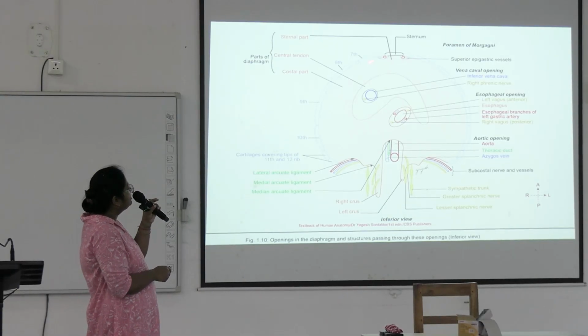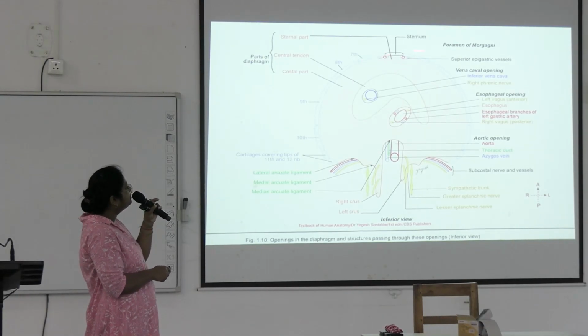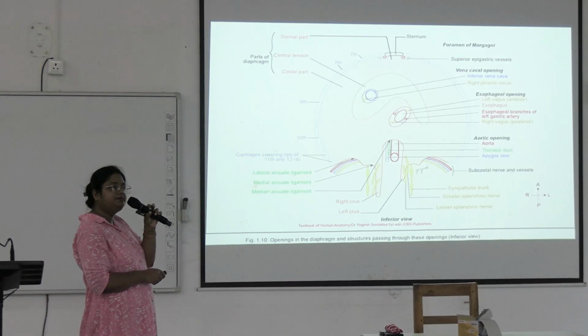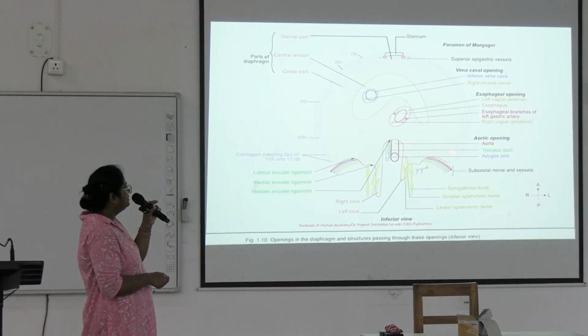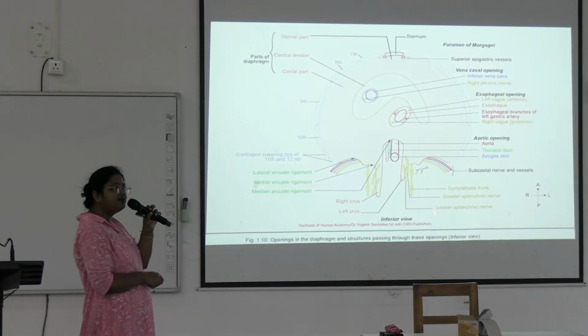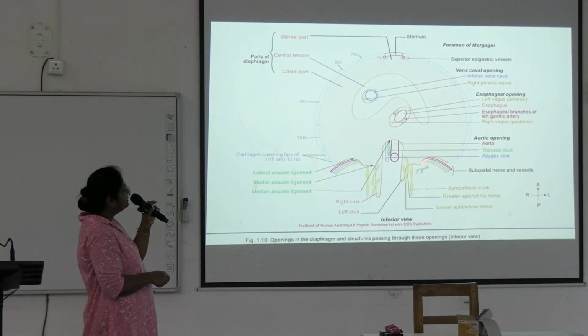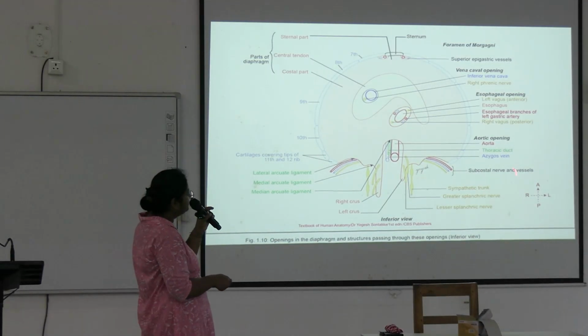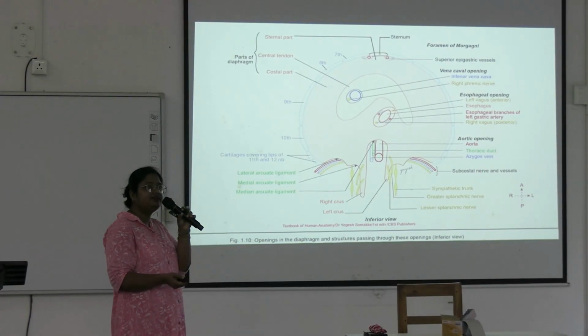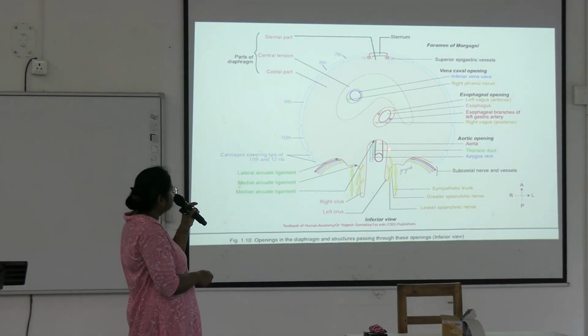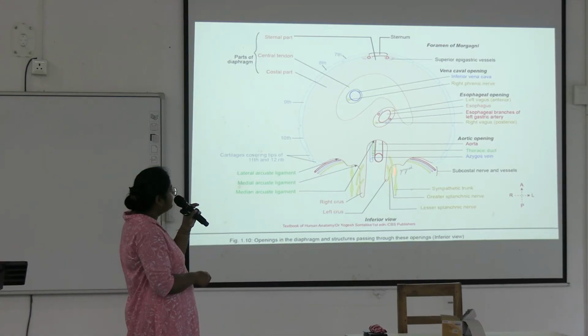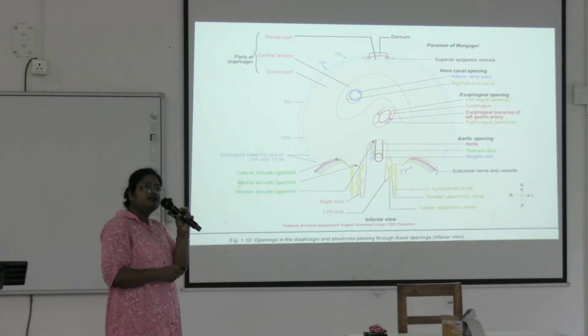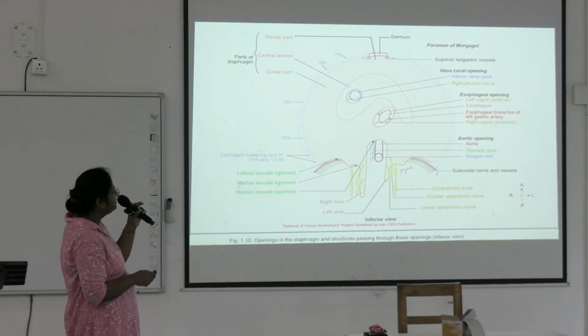And there are other smaller openings in front, in the parasternal region. Here is the foramen of Morgagni, through which pass the superior epigastric vessels. Deep to the medial arcuate ligament passes the sympathetic trunk, and posterior to the lateral arcuate ligament pass the subcostal nerve and subcostal vessels. And the greater and lesser splanchnic nerves pierce the two crura. Okay. So these are the minor openings of the diaphragm.